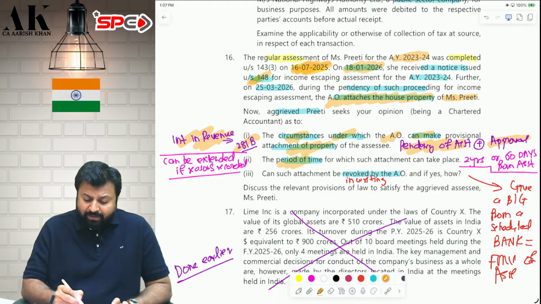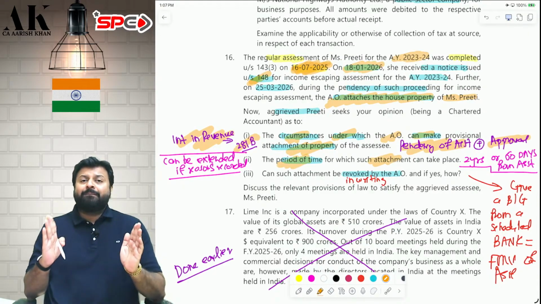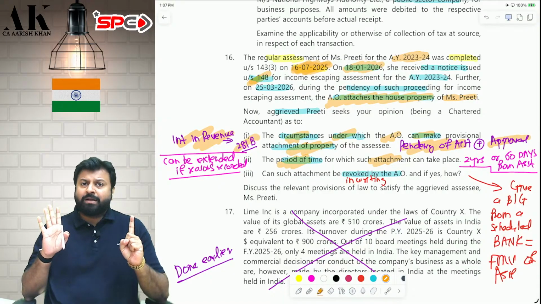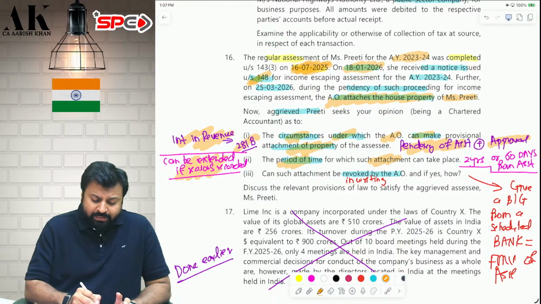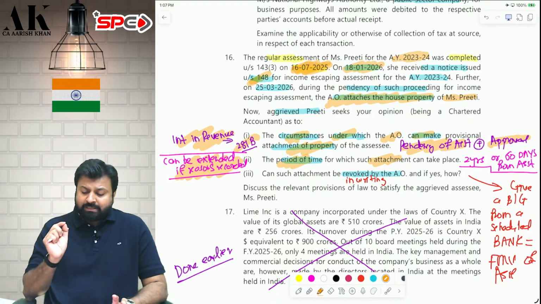Second, what is the time period for which such attachment can be made? They can provisionally attach your property for a period of 6 months from the date of order. Can that be extended? Yes. The officer has to record the reasons in writing.